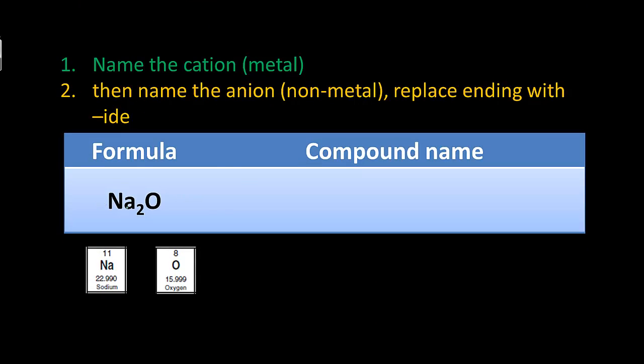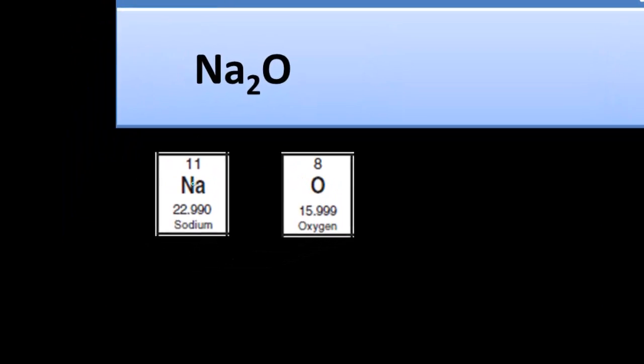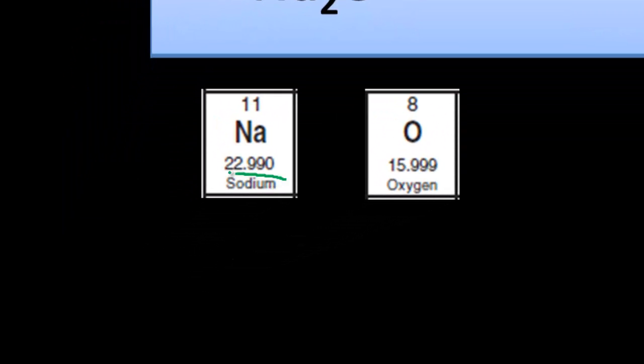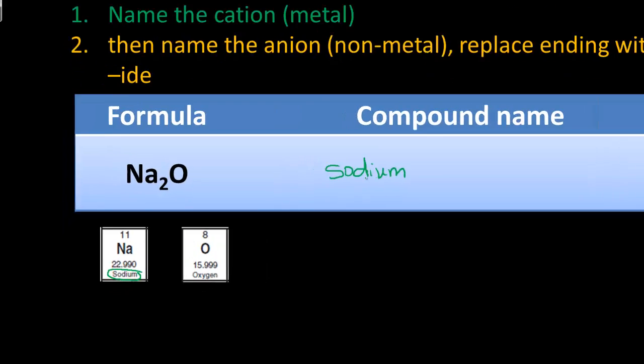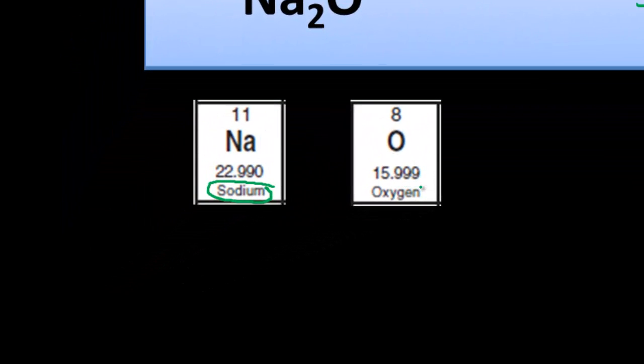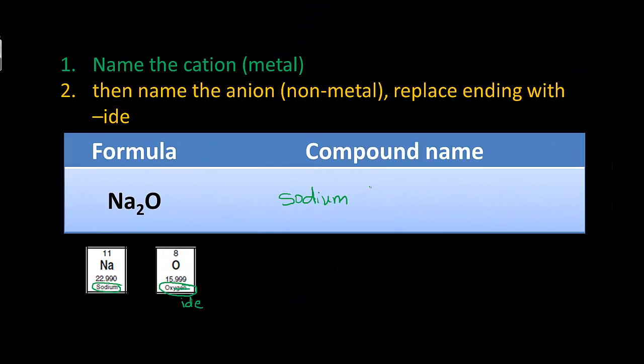Next example, we have Na2O. We're going to name the metal first. That's sodium. Then we're going to name the nonmetal, and that is oxygen. We have to change the ending to IDE, so we're going to take off the -gen and change it to oxide. So the compound name for Na2O is sodium oxide.